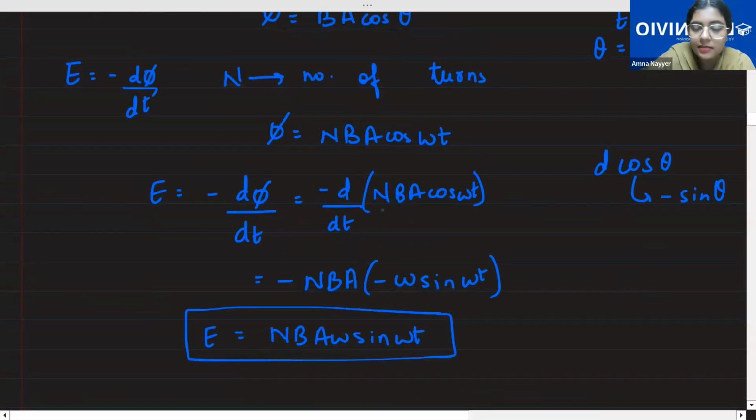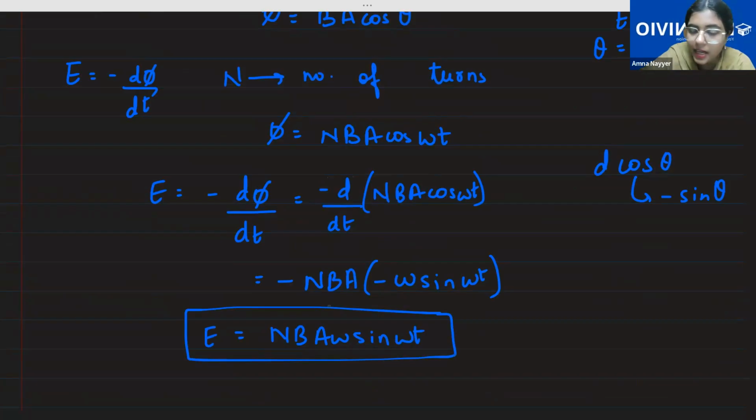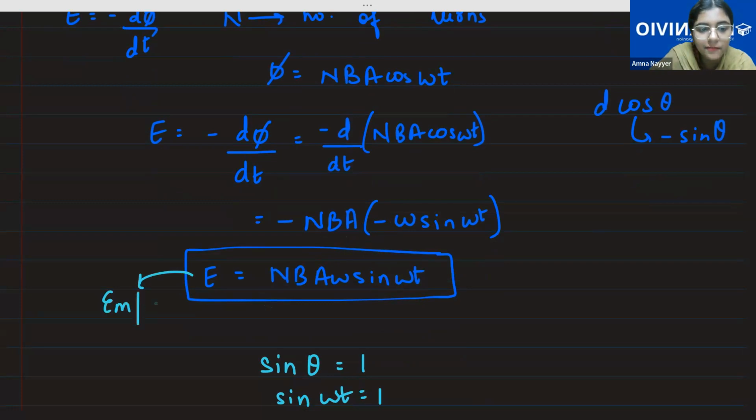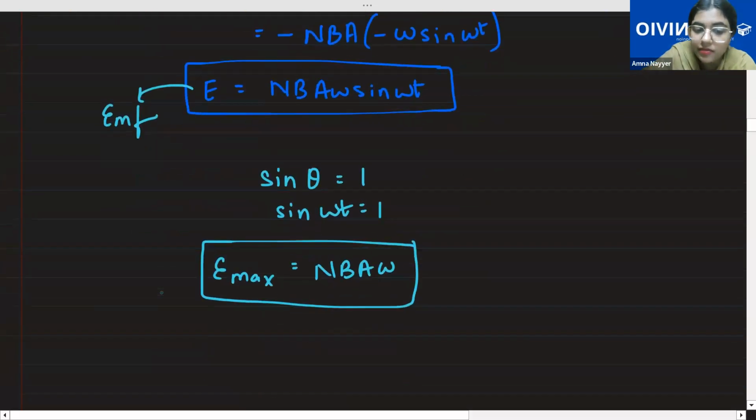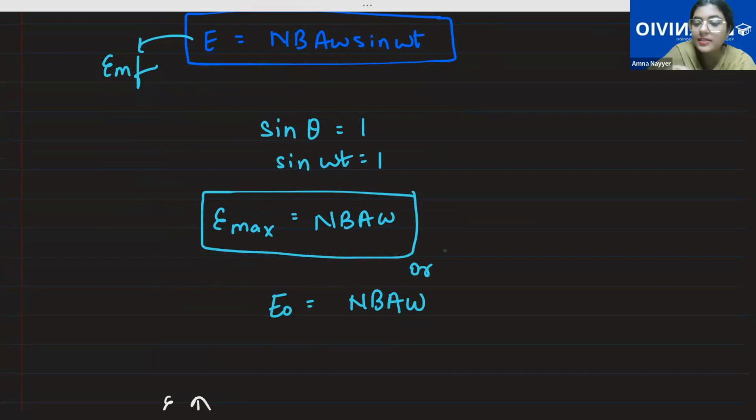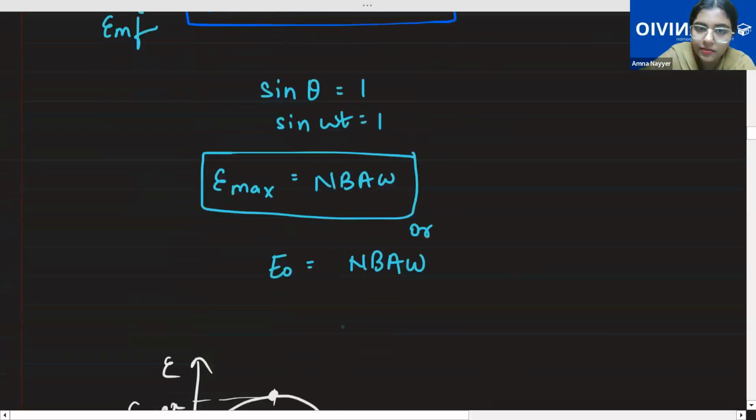You get EMF as minus d phi over dt. So when you differentiate this term, minus NBA comes out because they are constants. Cos omega t's differential is minus omega sine omega t. So minus minus will be plus, and you are left with NBA omega sine omega t. This is the equation and the value of this EMF. But just to get its maximum value, E max, or this is also written as E naught, that is its peak value or its maximum value. This is NBA omega. And that's how we plot its variable graph.